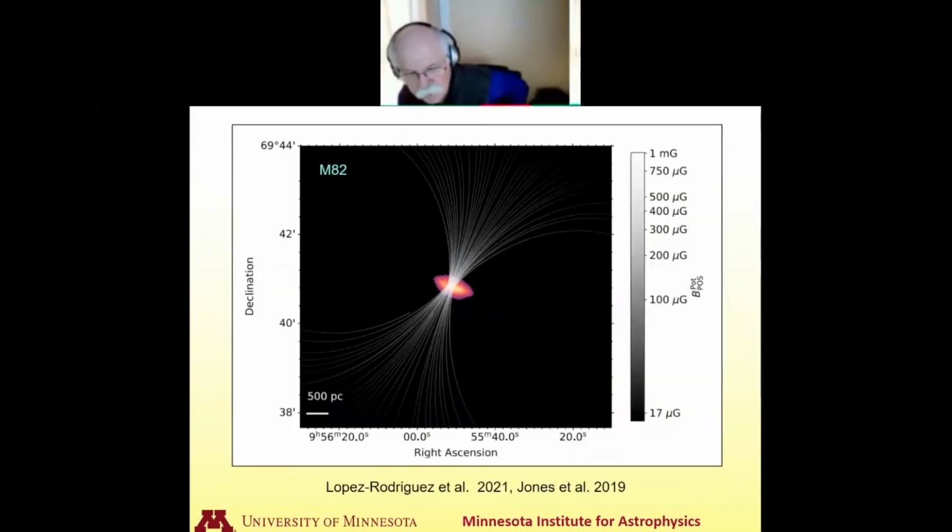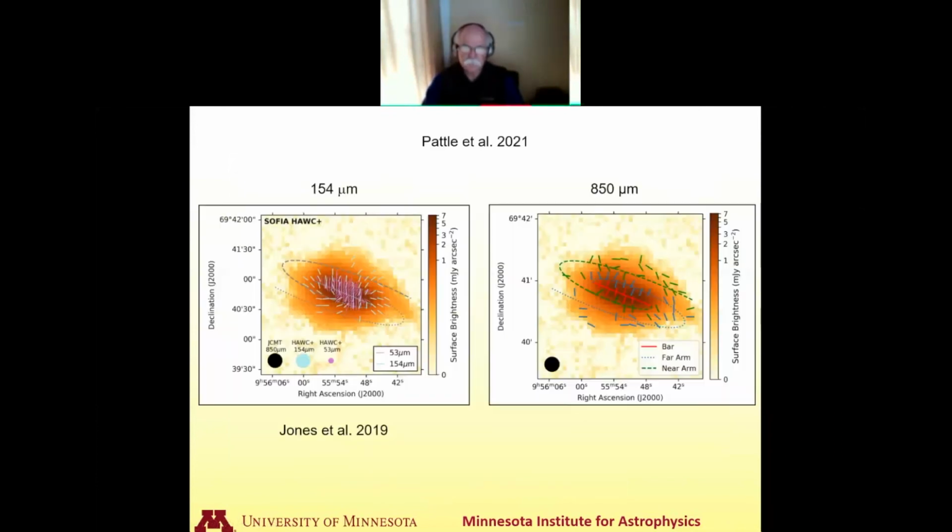All right, let's look at M82. This particular figure is from Enrique Lopez Rodriguez et al., and they've modeled the magnetic field down inside here and extrapolated those field lines out into the intergalactic medium. And you can see that they're basically open lines. And so the magnetic field lines go way out into the intergalactic medium. A very nice result.